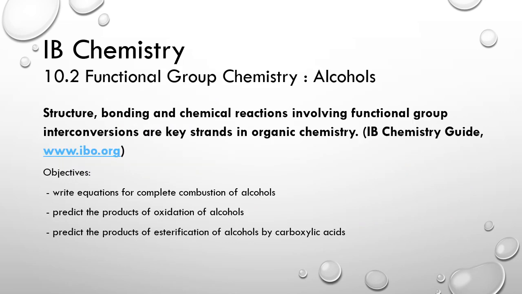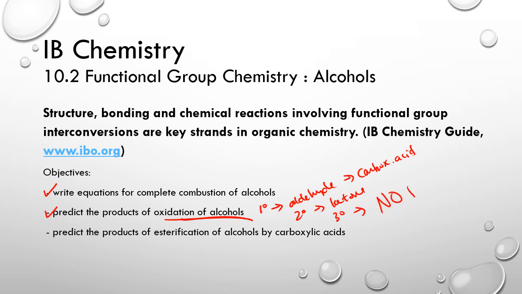So objectives met. We wrote equations for complete combustion of alcohols. We predicted the products of oxidation of alcohols. It depends on the classification. Primary alcohols, we can make an aldehyde and then perhaps a carboxylic acid. If I have a secondary alcohol, we're going to make a ketone. If I have a tertiary alcohol, there's no reaction, nothing happens. And then we looked at alcohols and carboxylic acids. They can combine to make esters, esterification. Good work today, my friends.